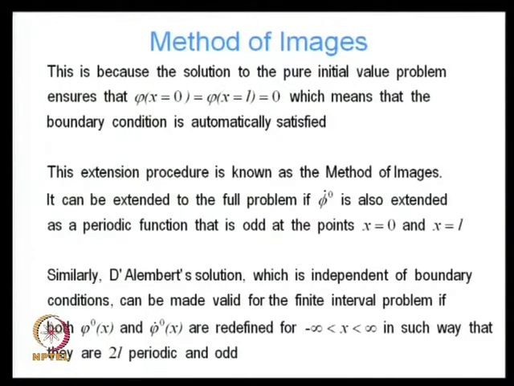So, it can be extended to the full problem if phi dot 0 is also extended as a periodic function that is odd at the points x equal to 0 and x equal to L. Similarly, the D'Alembert solution, which is independent of boundary conditions, can be made valid for a finite interval, because if we give initial conditions in such a way that it satisfies the boundary condition, then the D'Alembert solution can also be made valid for the finite interval, if both phi 0 of x and phi dot 0 of x are redefined for minus infinity to infinity in such a way that they are 2L periodic and odd.